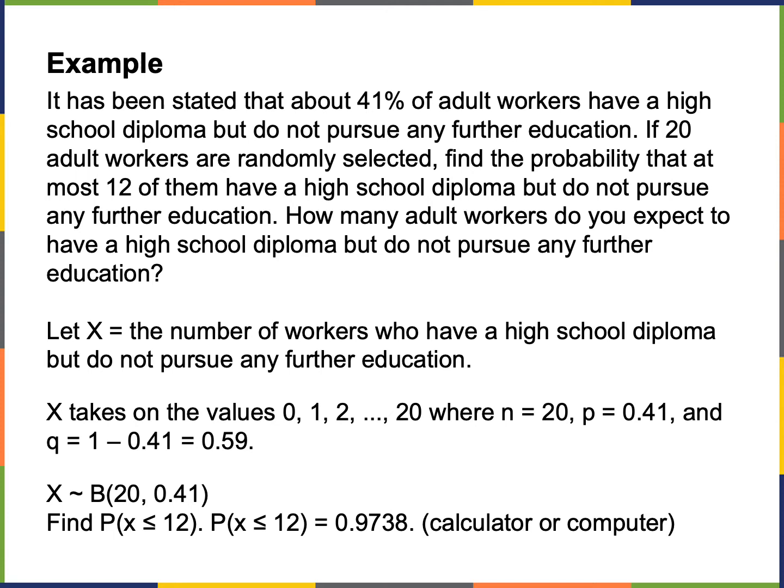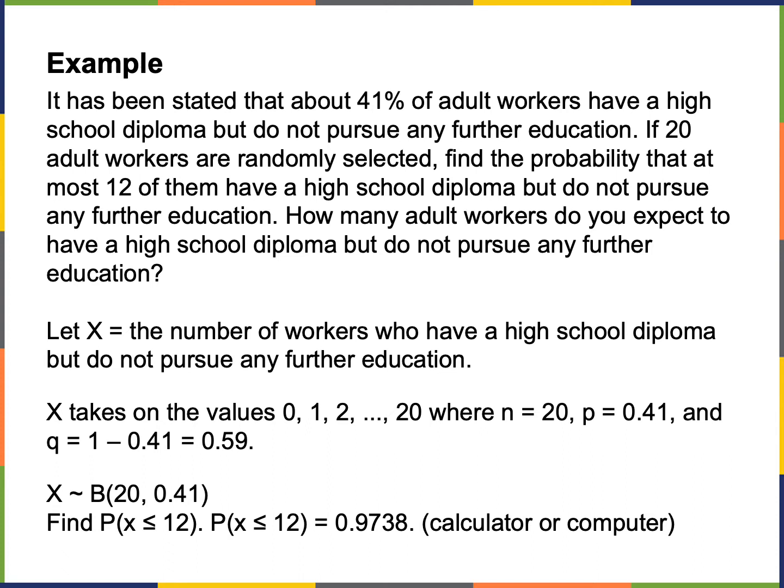So X would be the number of workers who have a high school diploma but do not pursue any further education. And what are the possible values of X? You could have 1, 2, 3, or up to 20 because we are doing this 20 times. There's only 20 workers, right? So the cap is 20.